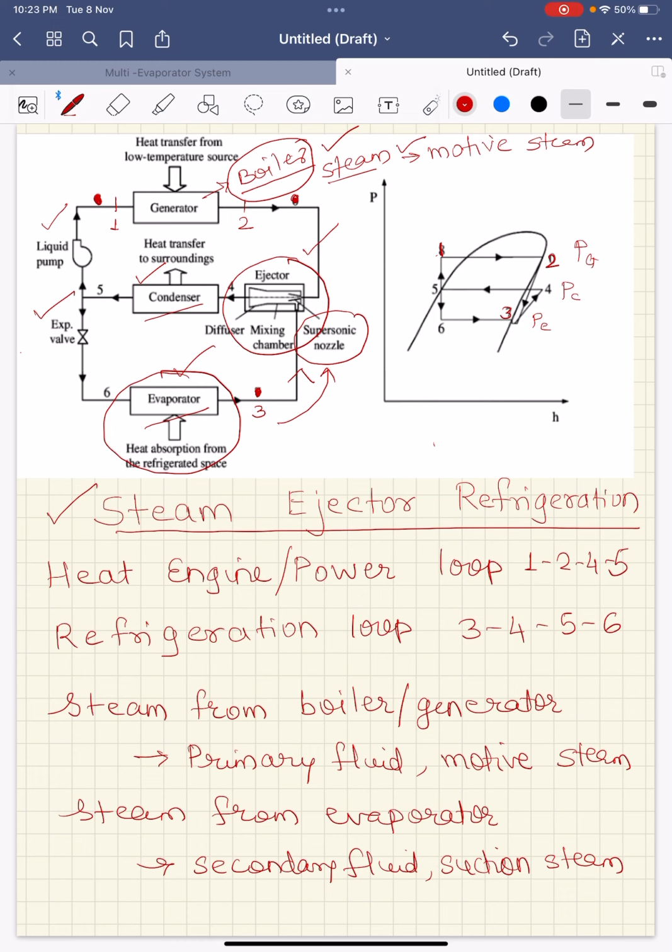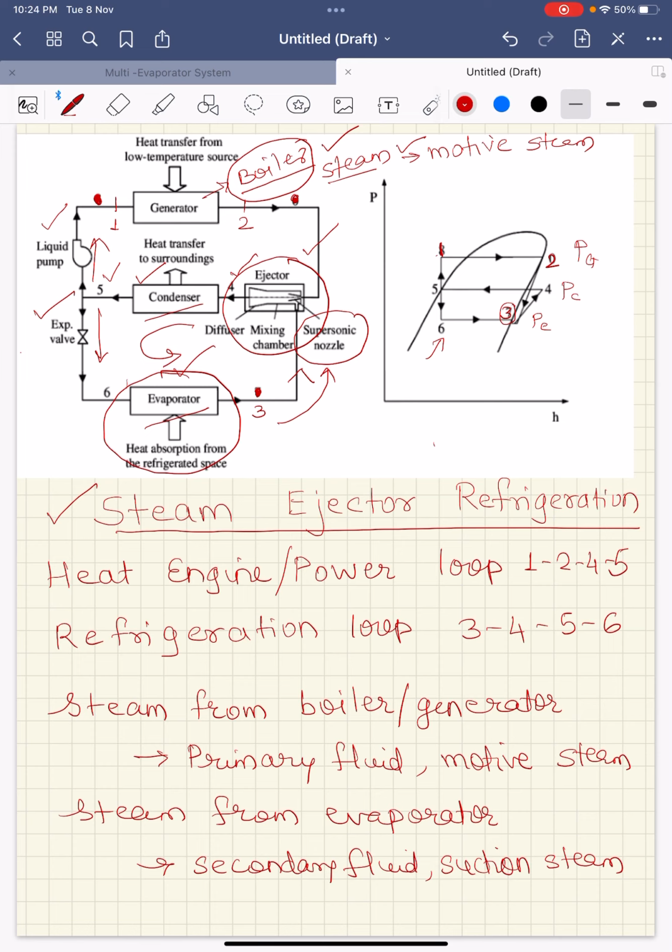This mixed steam at state 4 is condensed up to state 5 by rejecting heat to the surroundings. Partially, this condensate is pumped back to the vapor generator for recirculation, and the remaining is expanded in the expansion valve up to the evaporator pressure. When it comes to the evaporator, it is at state 6. It absorbs heat, creates the cooling effect and comes back to state 3. So this way, this refrigeration loop operates.